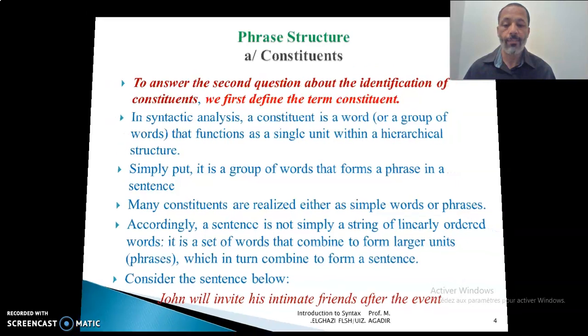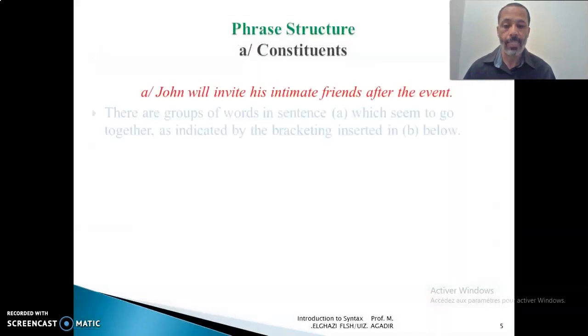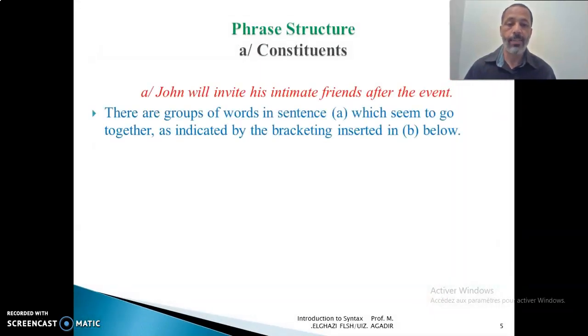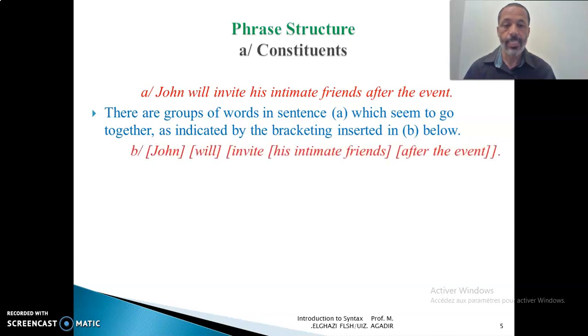So consider this sentence: John will invite his intimate friends after the event. John has a big event, so he wants to invite his intimate friends. There are groups of words in sentence A which seem to go together, as indicated by the bracketing inserted in B below. So we can say that John alone is a constituent.